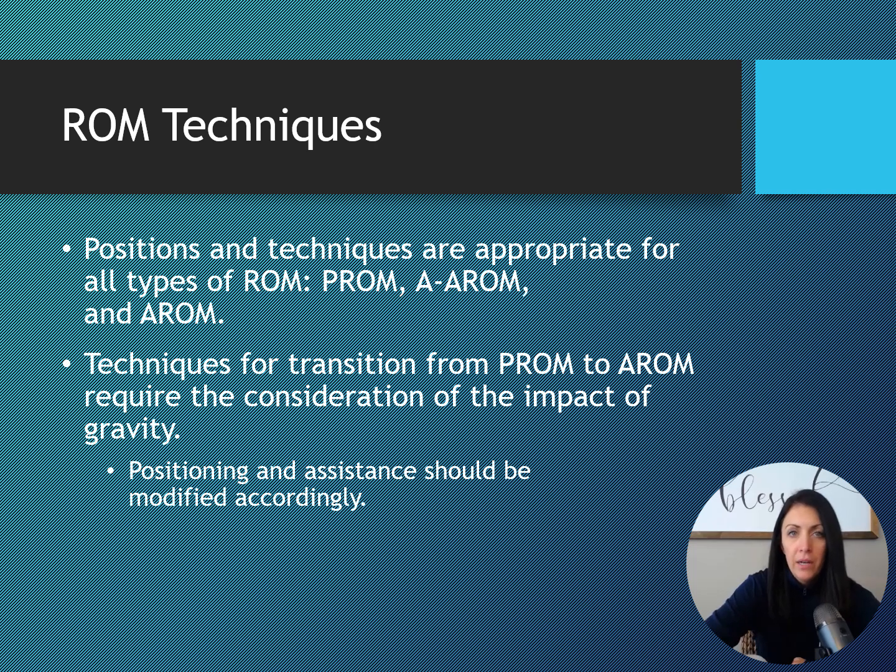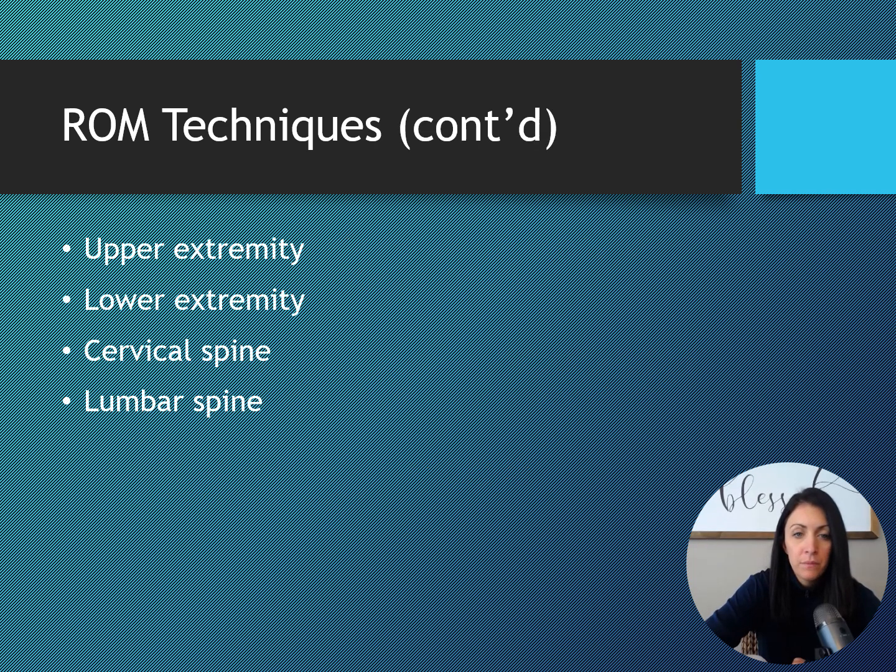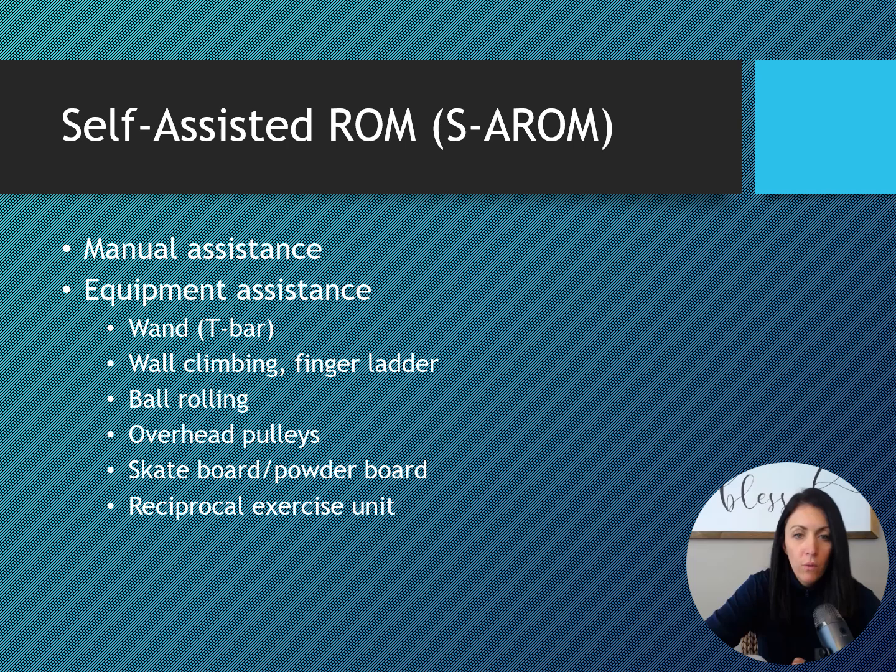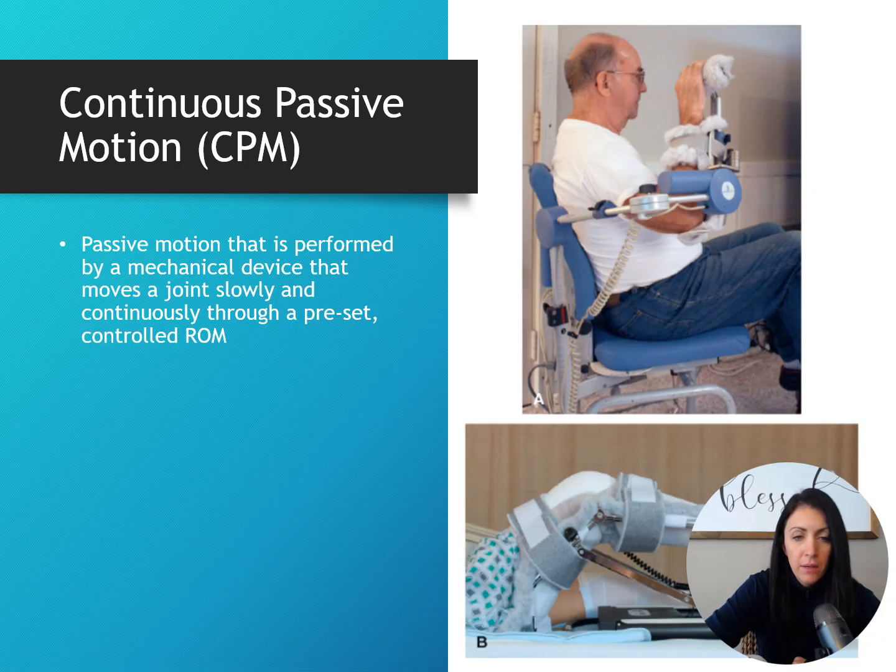So just to reiterate, the techniques to transition from passive range of motion to active assisted range of motion to active range of motion, and all the impacts of gravity and positioning. You need to know how to modify accordingly. So these are all the different ones that we're going to go through, and you can go through your textbook for some examples of self-assisted range of motion or active assisted range of motion too. All of that kind of goes hand in hand with one another.